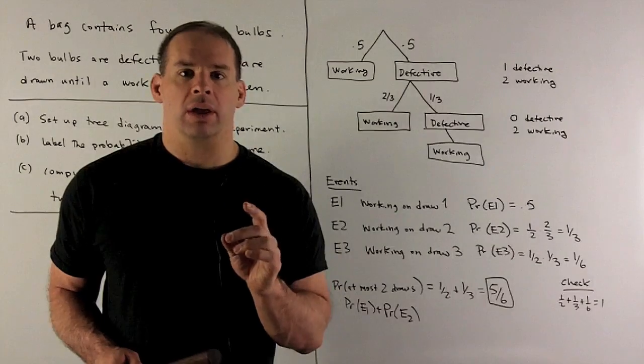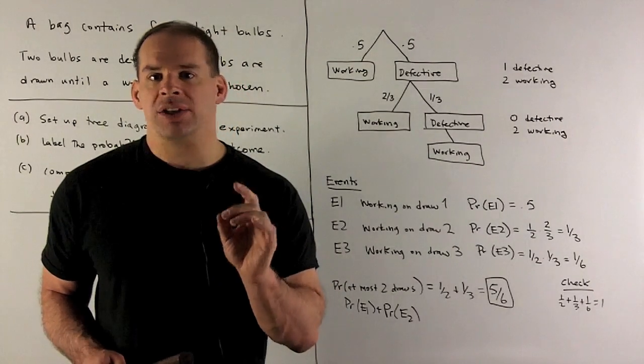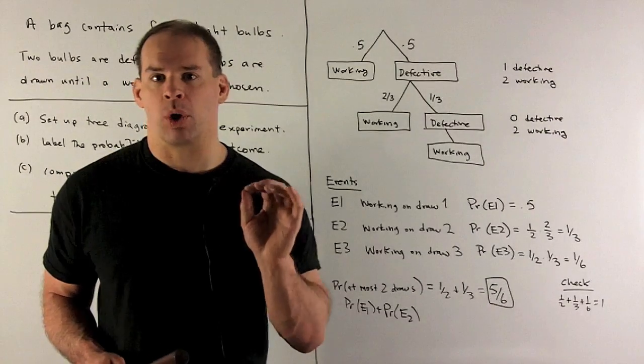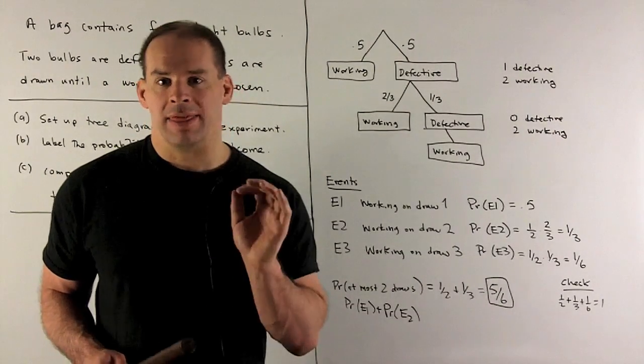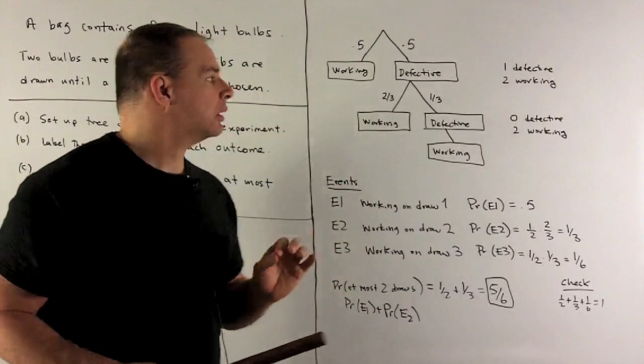Now, if we keep going on the third draw, we only have 2 working bulbs, so we're guaranteed that we're going to pull a working bulb. Okay, so probability of that occurring is probability of a working bulb equals 1, and then we stop. So this is going to be our tree diagram.